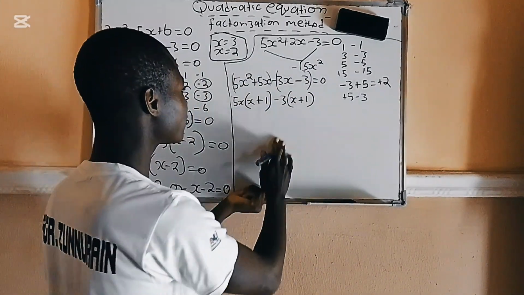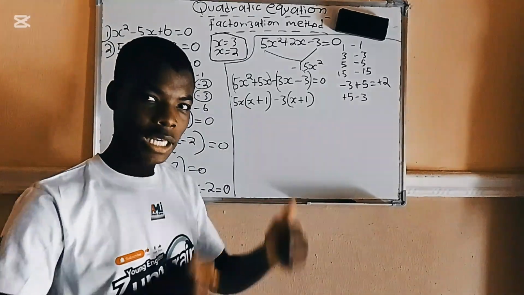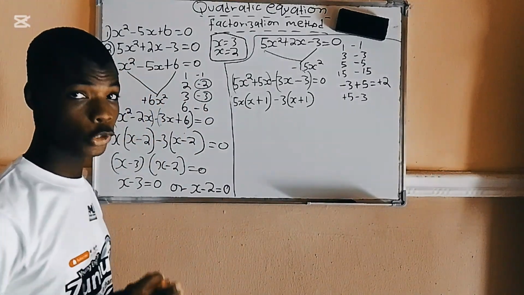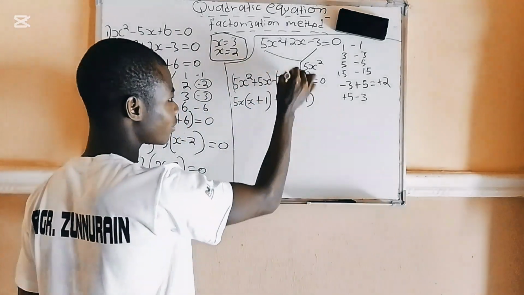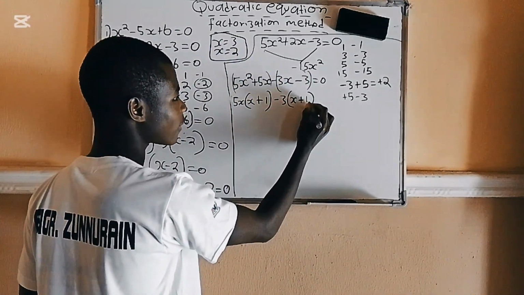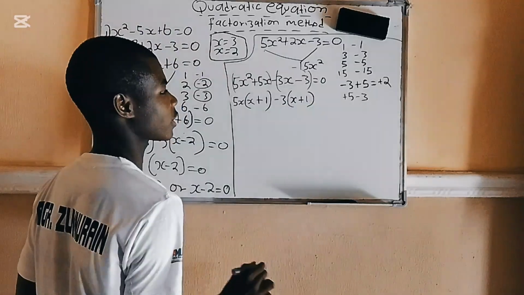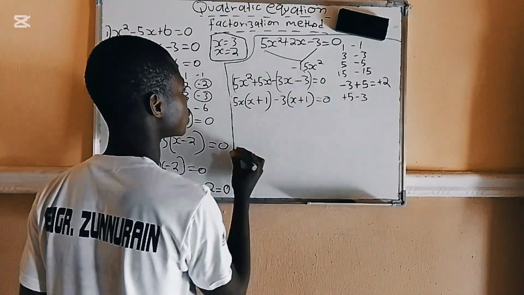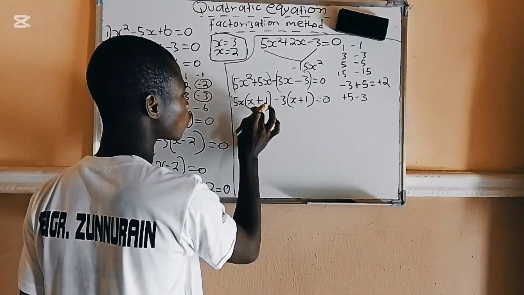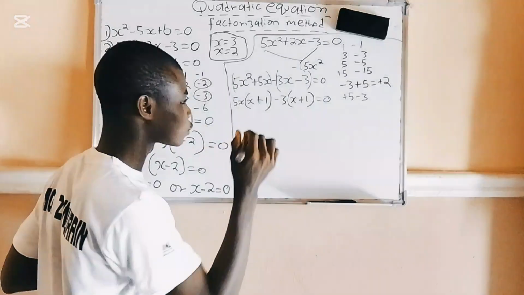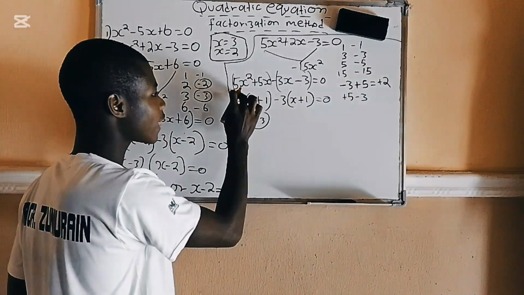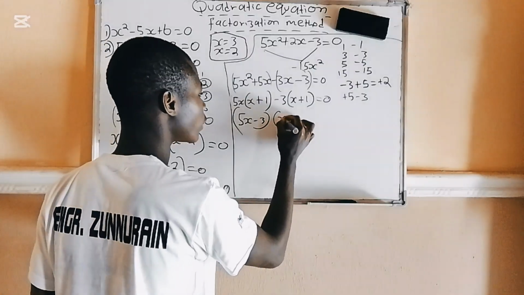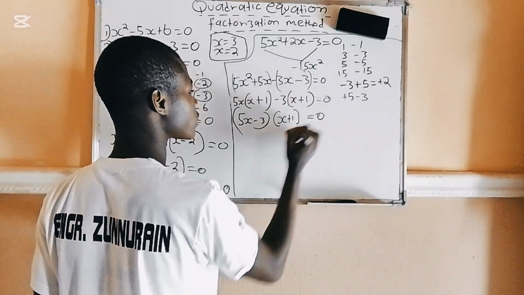So as I said before, the first bracket should be equal to the second bracket. It means that you are right. So minus 3 multiplied by 3x will give you minus 3x. Minus 3 multiplied by positive 1 will give you minus 3. So it will be equal to 0. So I have to take the bracket 1. So 5x minus 3, I took 5 and minus 3. So x plus 1 will be equal to 0.